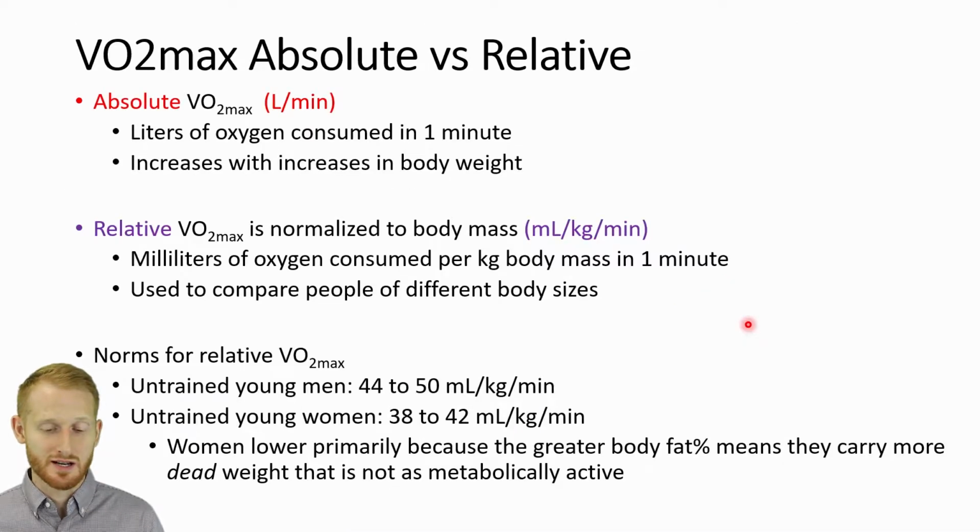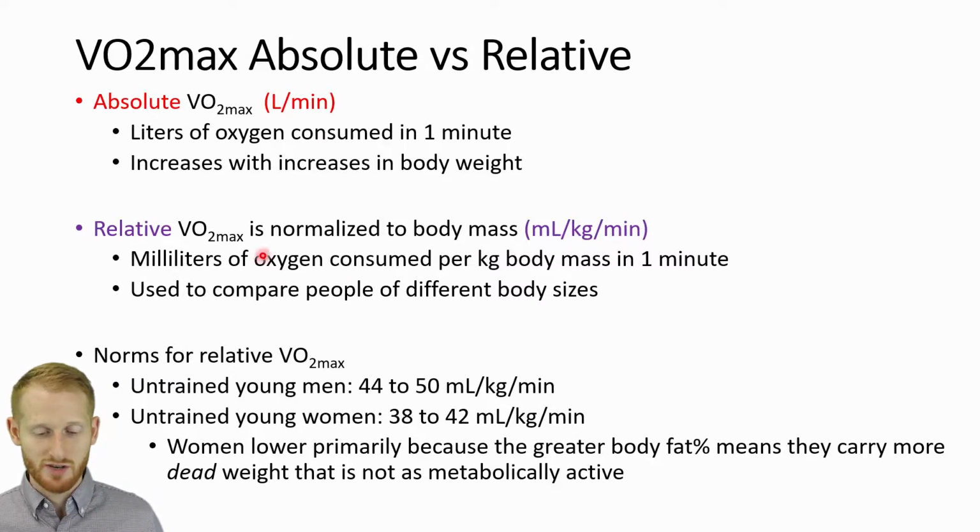Let's switch now and talk about the units that are often used when measuring VO2 max of an individual. So we have two primary units that people use. We have absolute units and relative units. Absolute units are liters of oxygen consumed per minute of activity, where relative units are milliliters of oxygen consumed per kilogram of body mass. So you divide their body mass into the equation per minute of the activity.